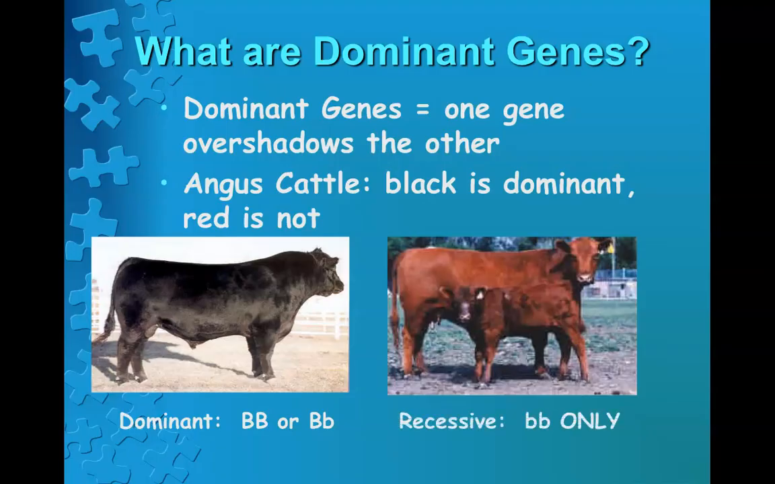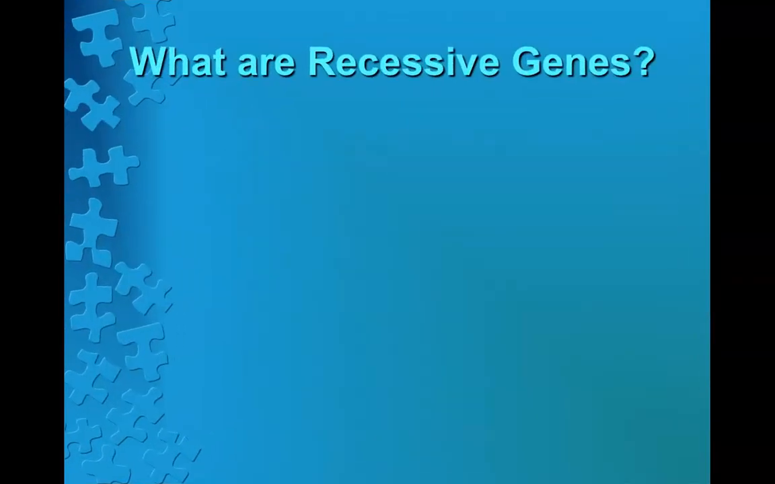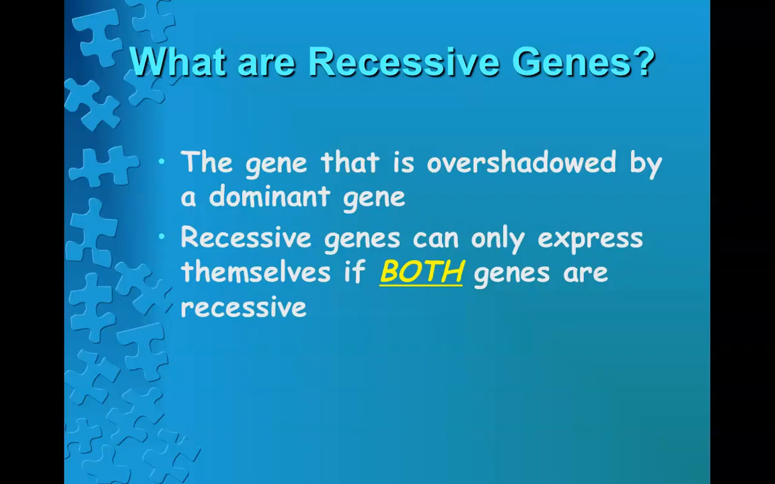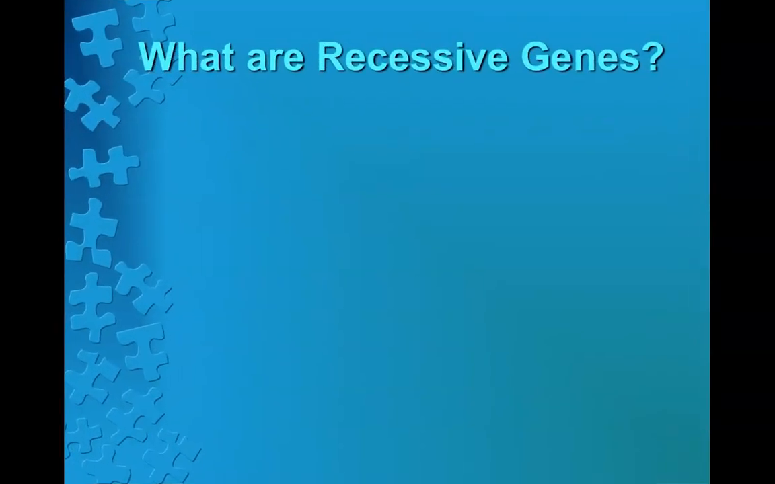Red cattle, on the other hand, are recessive, and so these guys can only be two lowercase, so long as I mate two red cattle together, I will always get red cattle. But if I mate two black cattle together, that doesn't necessarily guarantee I can't get a red one if they are both heterozygous individuals. Your recessive gene is the one that gets overshadowed. As a result, you need to have an organism have both lowercase letters or both recessive alleles in order to be showing the recessive trait.